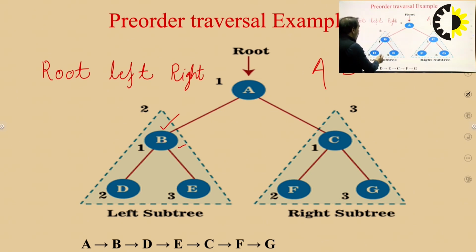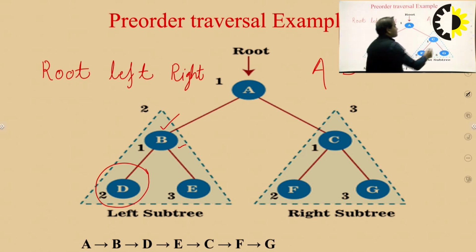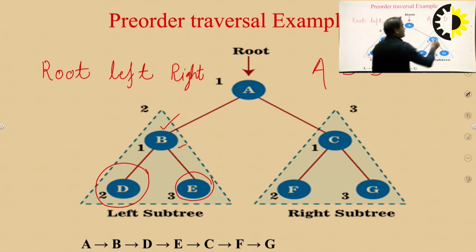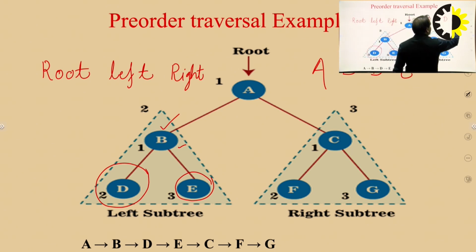Now, go to the left subtree of B, and the left child of B is D. So we process D, and we write here D. Now, after processing the left subtree, we move on to the right subtree because the root is already processed in case of pre-order traversing. Now we move on to E. E is the right child of B, so we process E after D.